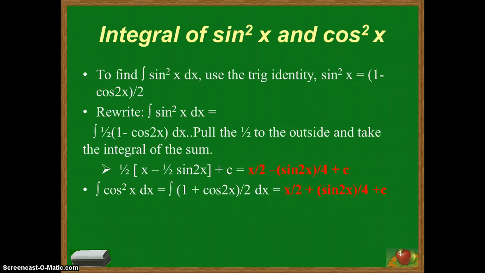So the integral of sine squared of x simply equals x over 2 minus the sine of 2x over 4 plus c. What about the integral of cosine squared of x?